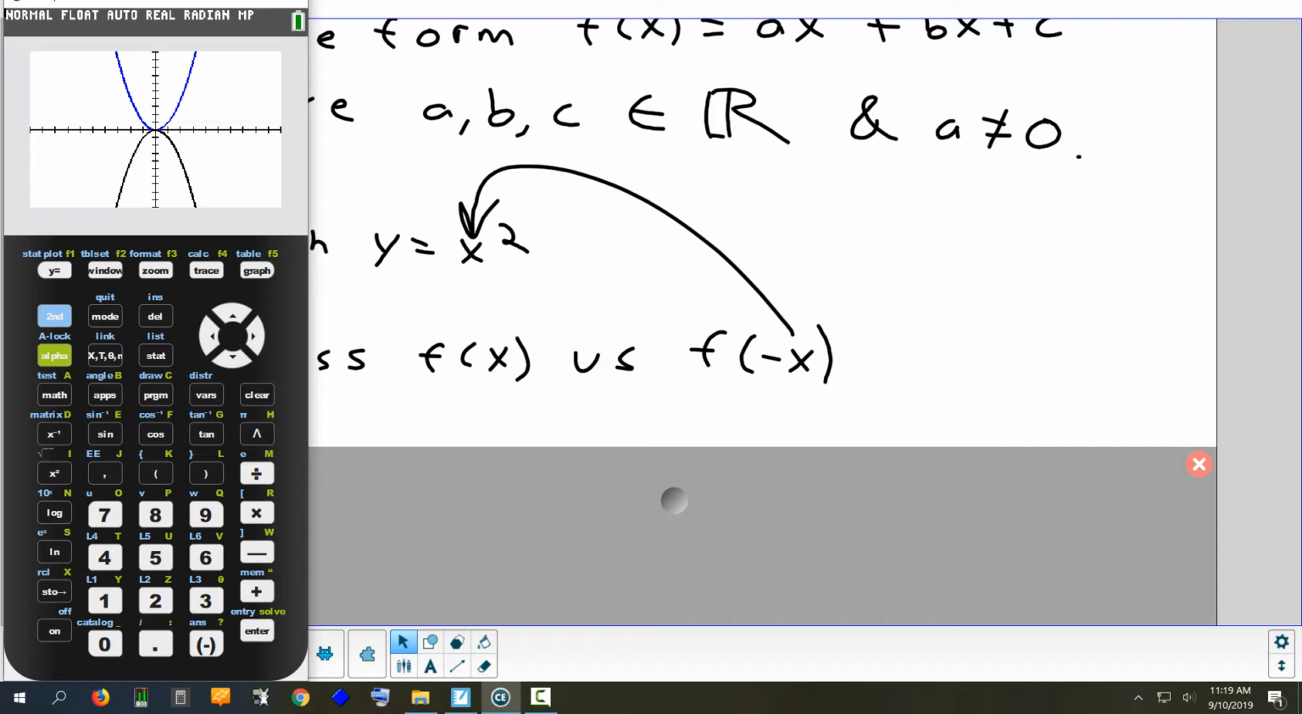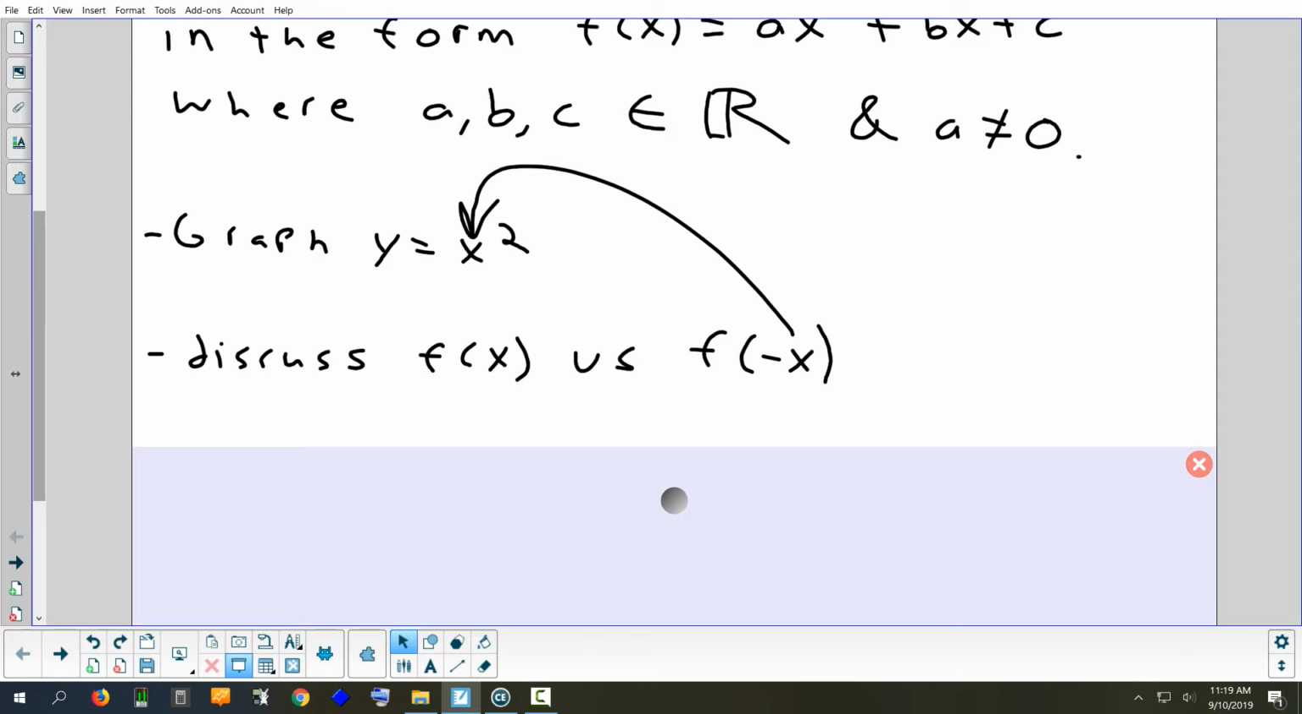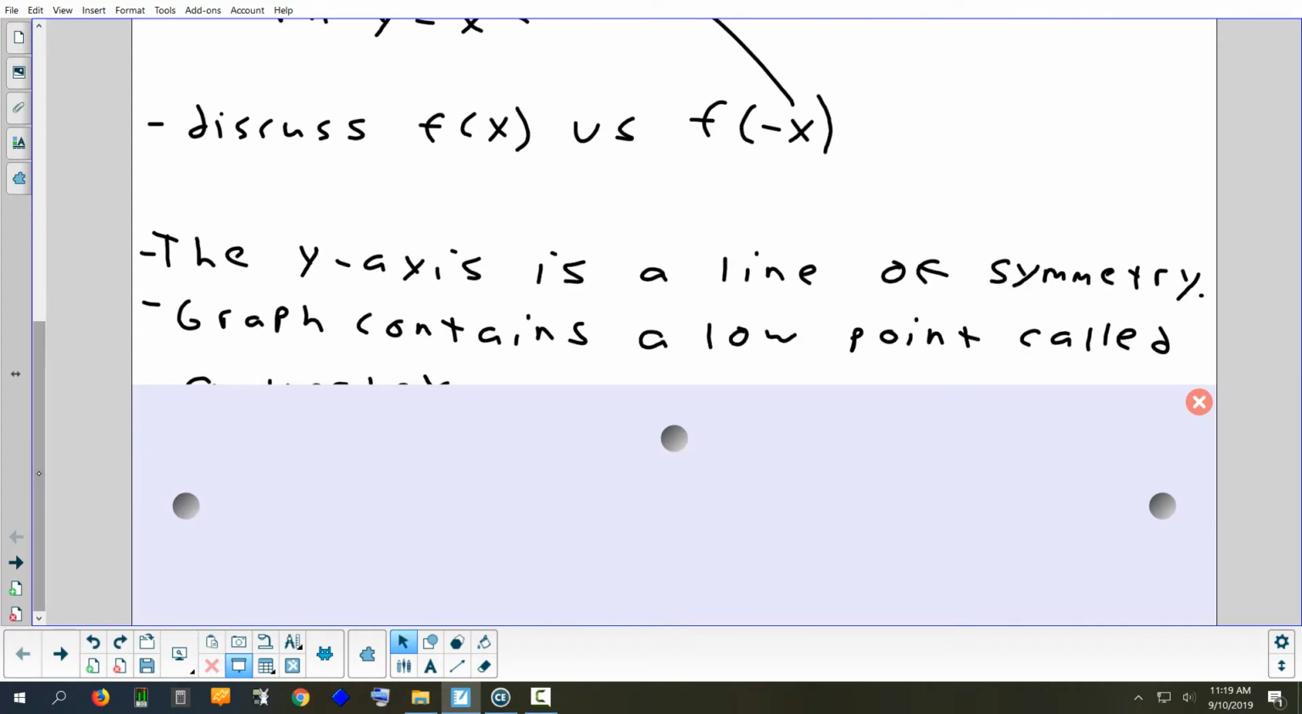I can't really flip this one over the y-axis. It's not a good example because what would happen if I flipped this parabola over the y-axis? It would look the same. It would be the exact same graph again, and that's because the y-axis is a line of symmetry.